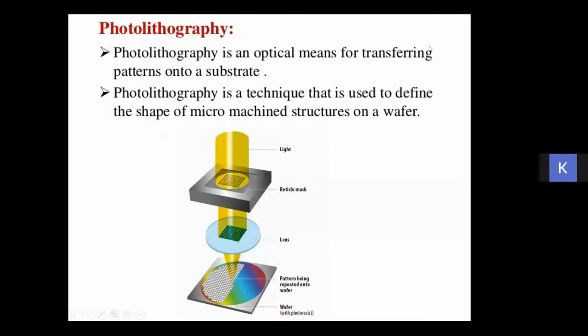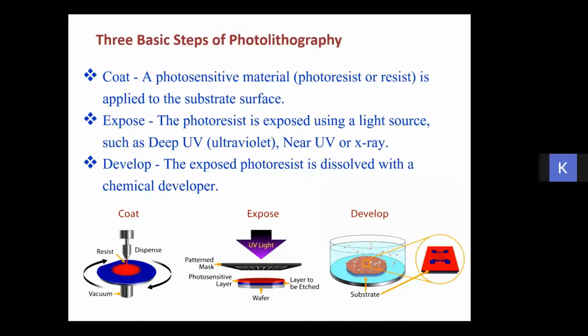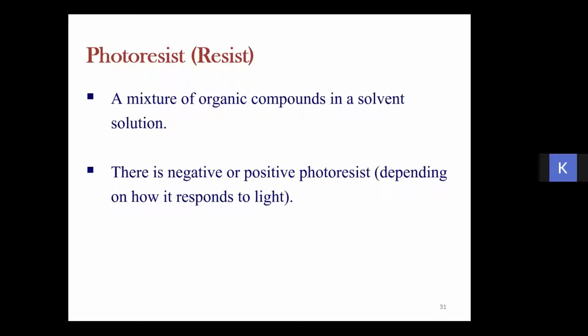Now I go mainly to the photolithography part, and if you see the schematic of the system, you have a light source, which passes through a mask and through a lens and then onto a substrate where the patterning is done. I have told this before also, that the three basic steps are coating the substrate with the resist, then exposing it through the mask, and then developing.